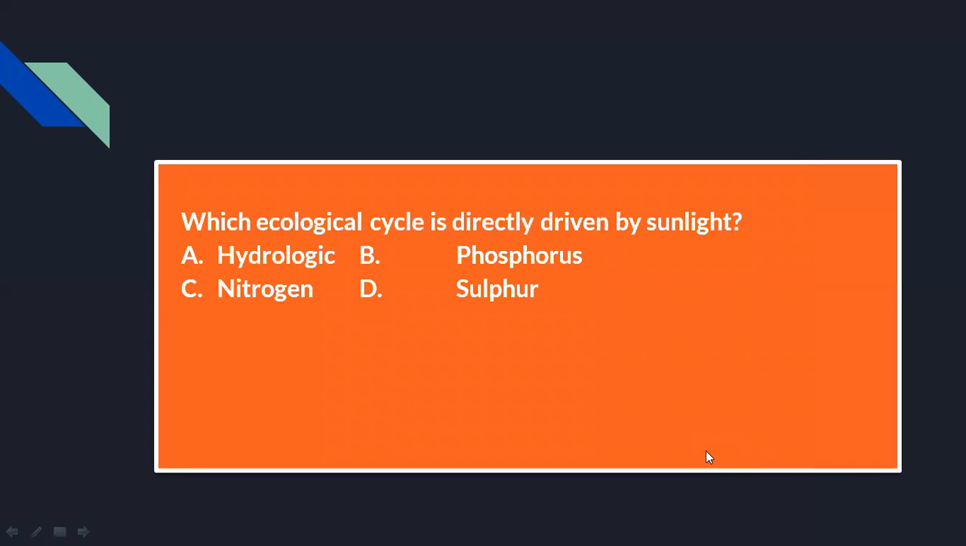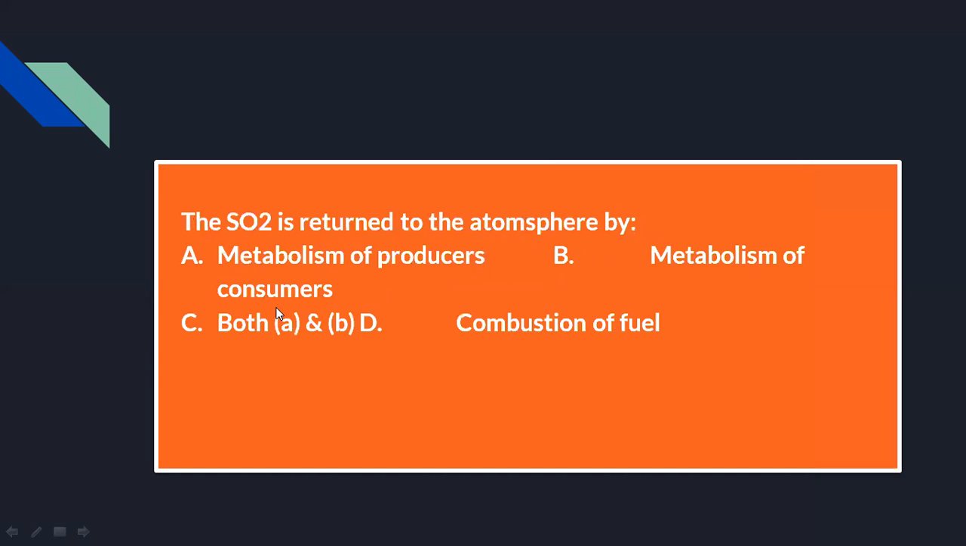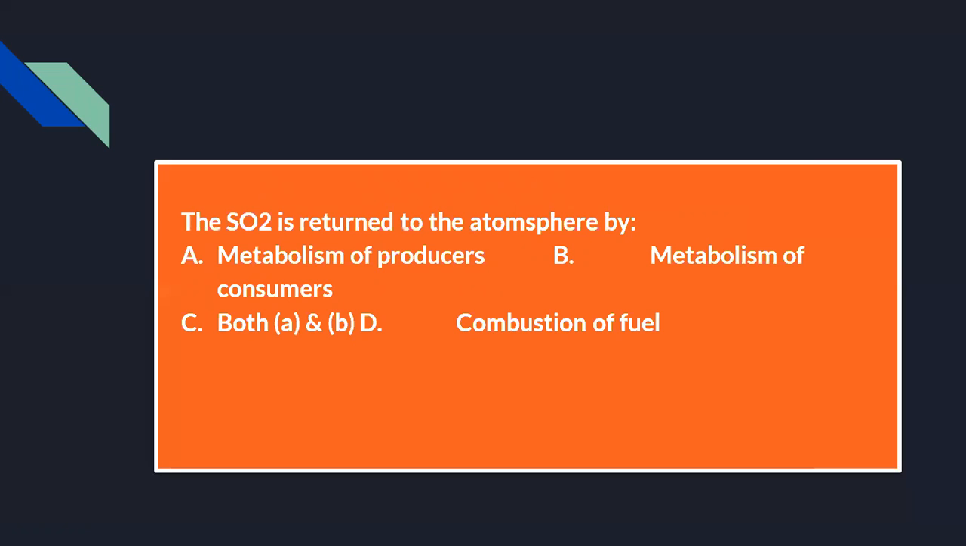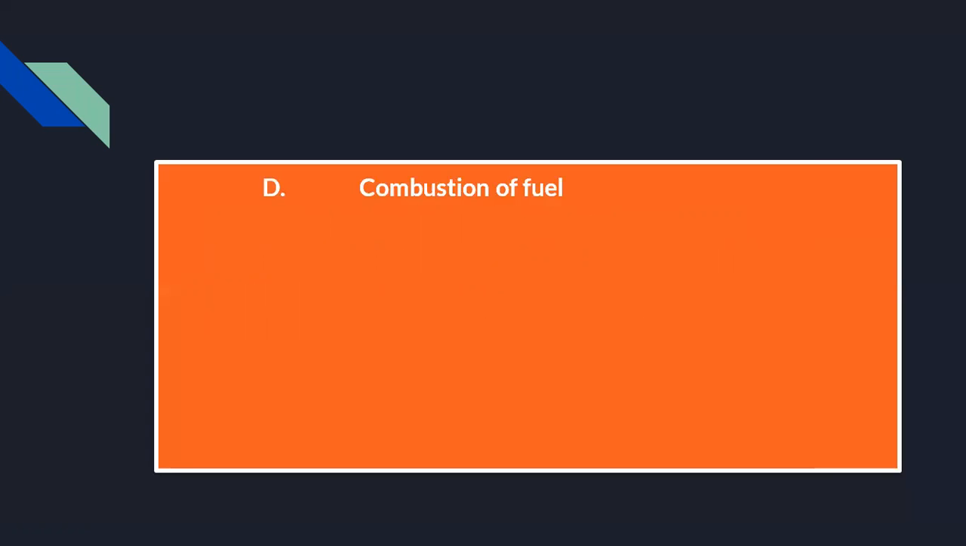Then coming to the next question: which ecological cycle is directly driven by sunlight? Obviously, it is the hydrologic cycle. Then the next question: sulfur dioxide is returned to the atmosphere by option A, metabolism of producers; option B, metabolism of consumers; option C, both A and B; and option D, combustion of fuel. Sulfur dioxide returns to the atmosphere because of combustion of fuel. When we burn fuel, it returns sulfur dioxide to the atmosphere. So the correct answer is option D.